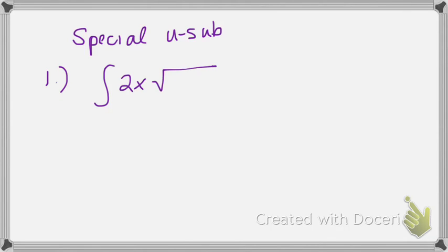There is a special case of u substitution, and I'm going to show you an example of that. If this was a problem, the integral of 2x square root of x minus 3, normally you would let u be x minus 3, du would be 1. And that's all fine and dandy.